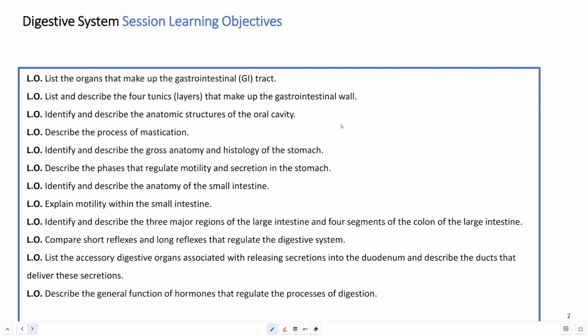Compare short reflexes and long reflexes that regulate the digestive system. List the accessory organs associated with releasing secretions into the duodenum, and describe the ducts that deliver these secretions. Describe the general functions of hormones that regulate the process of digestion.